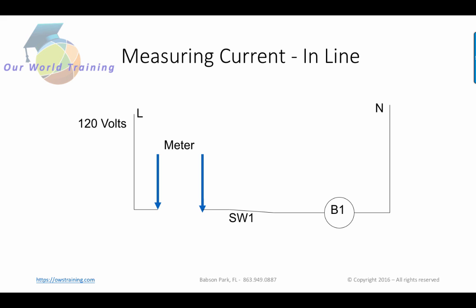To measure in line, you basically open the circuit, put 1 meter lead on each side, so your meter is actually in series with the circuit. Your meter becomes part of the circuit. Be very careful on this because it's designed to be very low amperages.